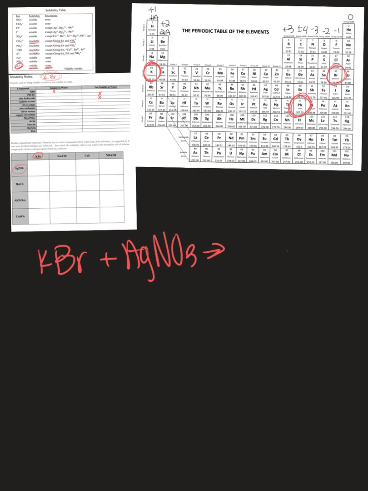Our first piece is potassium. Second piece is bromine. Third piece is silver. Fourth piece is NO3. Now we're going to swap our bromine and our NO3. Now, before we get really excited about swapping stuff, we got to make sure we recognize our charges.